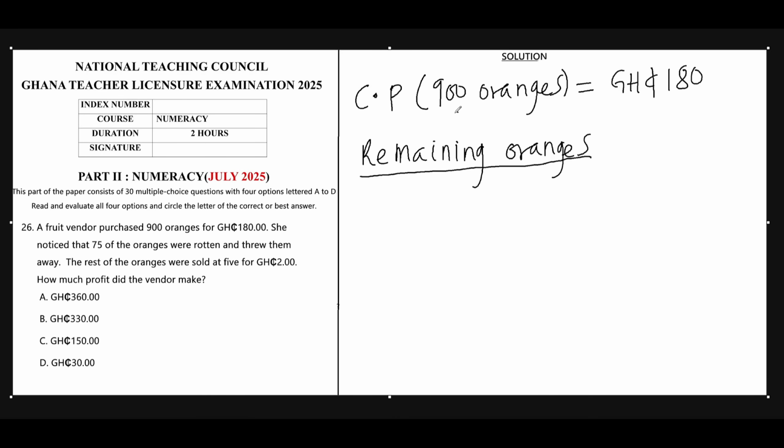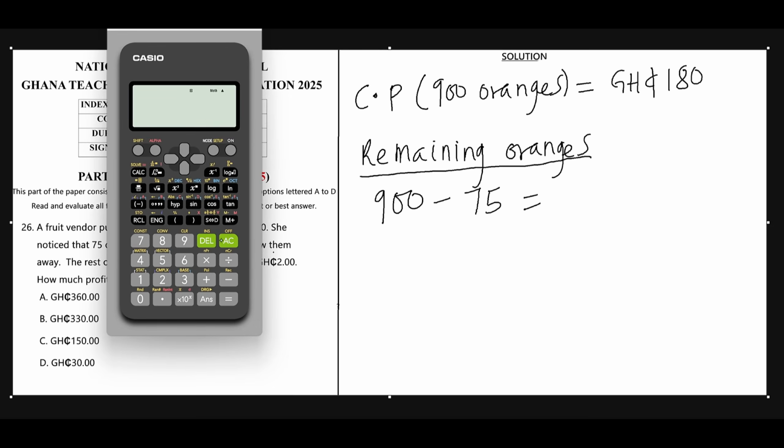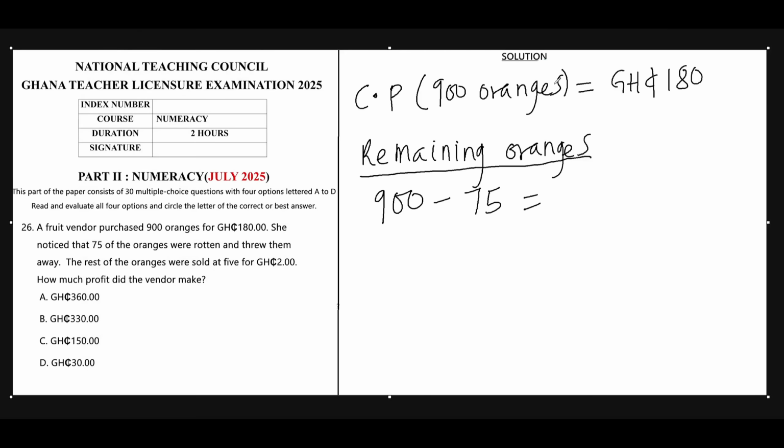So initially there were 900 oranges. And out of the 900 oranges, 75 of them got rotten. So what will be the balance? 900 minus 75, 825. So 825 remaining oranges.